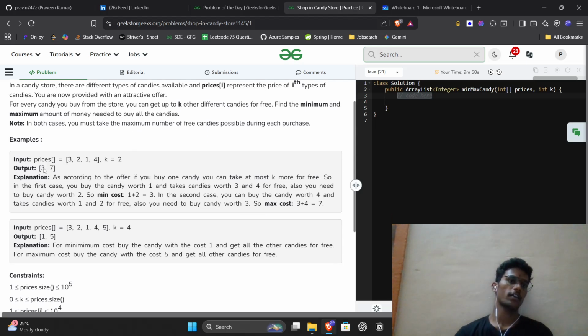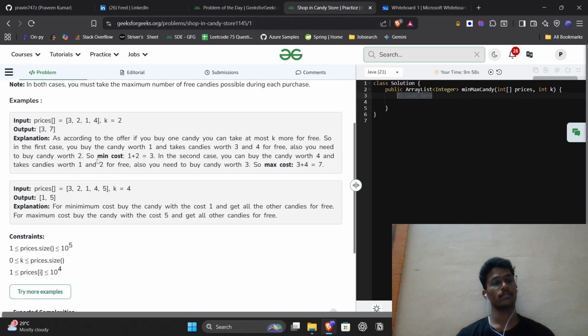Here you can see the minimum cost required to buy all these candies is 3 and the maximum cost required to collect all these candies is 7. Same applicable for this one also. In this array, I mean in this particular shop, if you purchase one candy, then you get 4 candies for free. And the store itself contains only 5 candies, not more than 5, exactly 5.